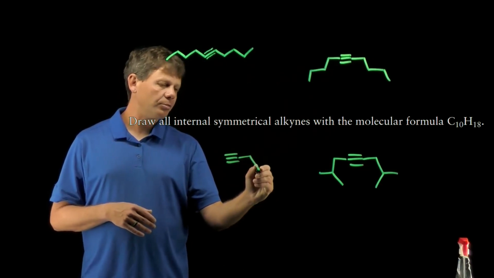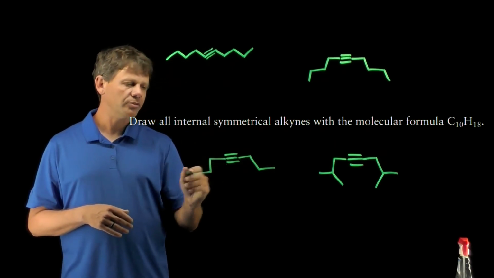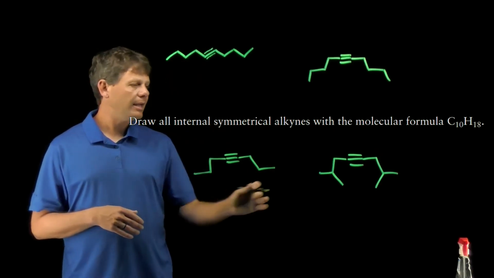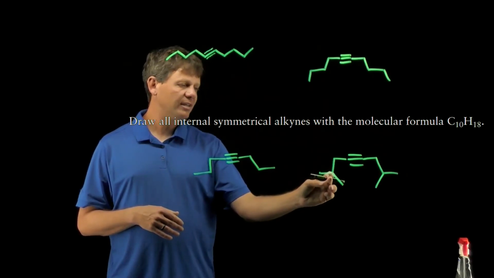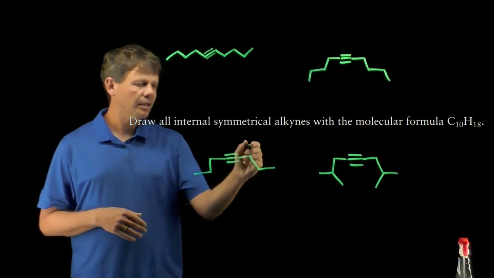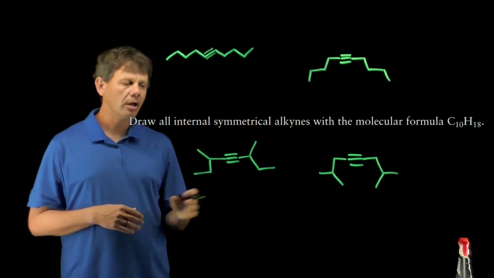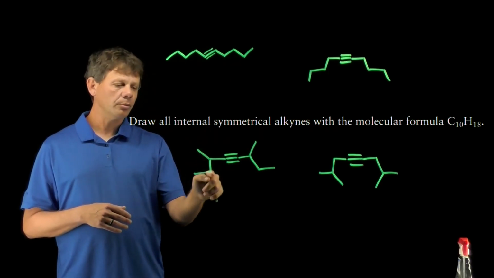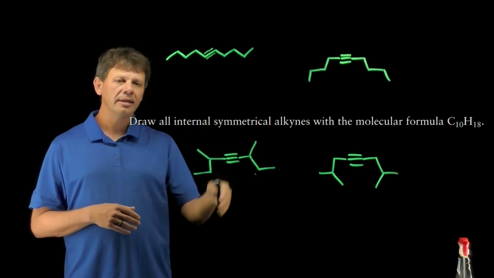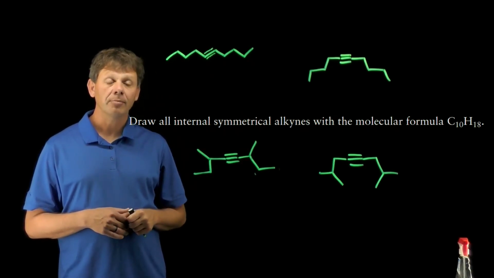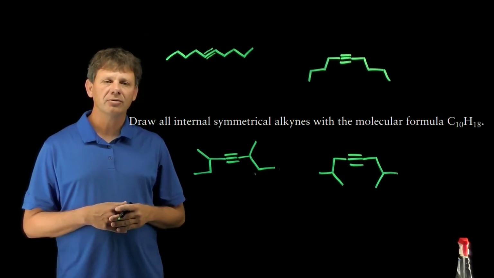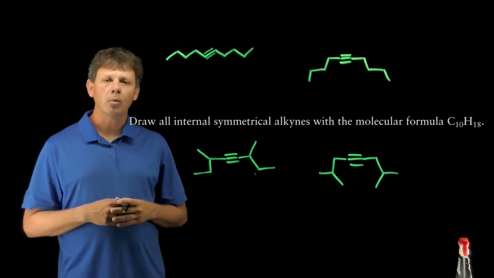Let's keep it as our 3-carbon chain on both sides. That's 8 carbons. And now instead of putting the methyl group on the second to last carbons on each side, let's put them at the carbon directly attached to the alkyne. 1, 2, 3, 4, 1, 2, 3, 4, 10 carbons, and it is symmetrical. These are the 3 internal symmetrical. Actually, we've got one more.